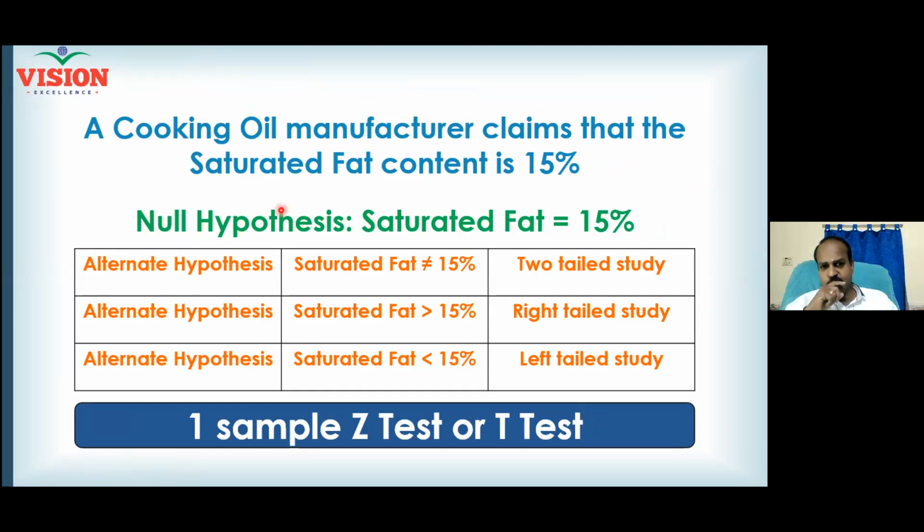Now a cooking oil manufacturer claims that the saturated fat content is 15% in their brand. Now you are the food safety engineer. Tell me, what hypothesis testing will you go for? A cooking oil manufacturer claims that the saturated fat content inside all their cooking oil bottles is 15%. Now you are the food safety officer. What hypothesis testing will you do? T-test first. Very good. T-test.